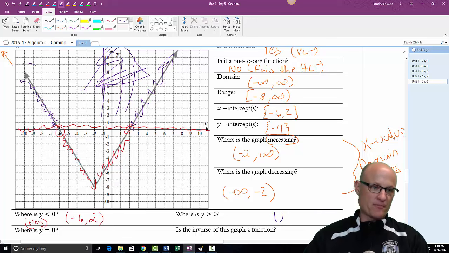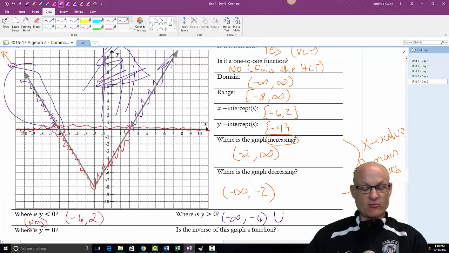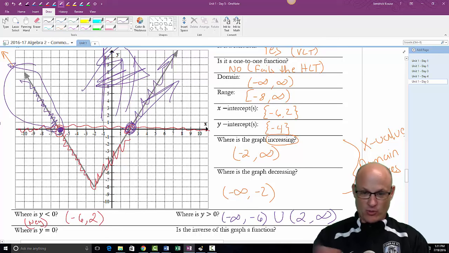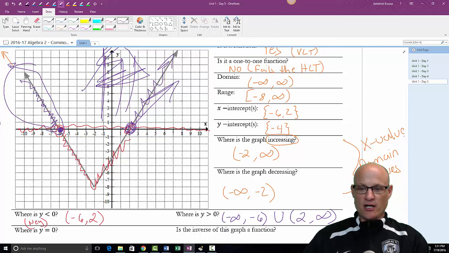Now let me just deal with this part. From -6 all the way to -infinity. Remember, -infinity always has to go on the left. And you can't include -6 because at -6, it's 0. And then also starting at 2 and going out to positive infinity. Remember, we're going to the right. It's positive.